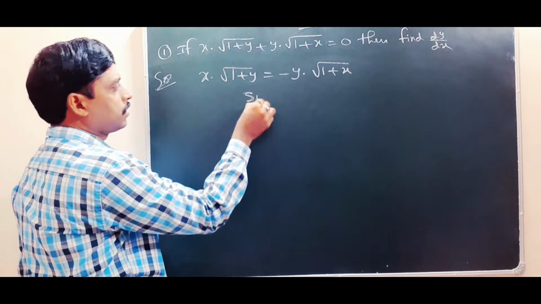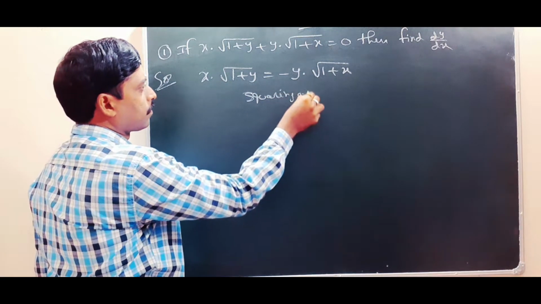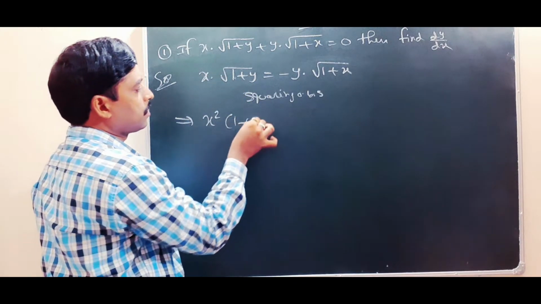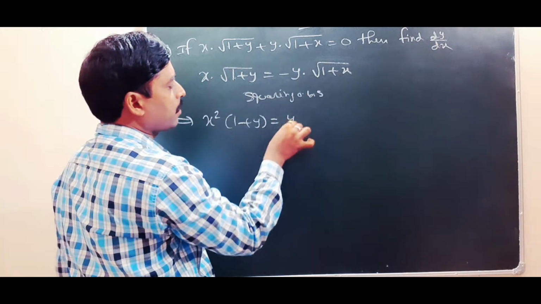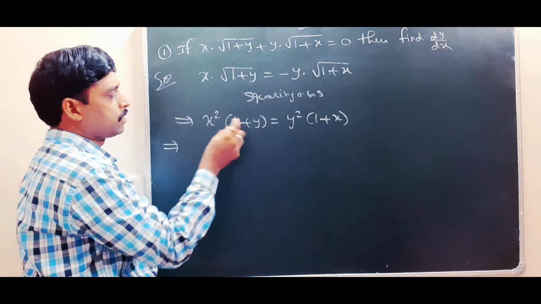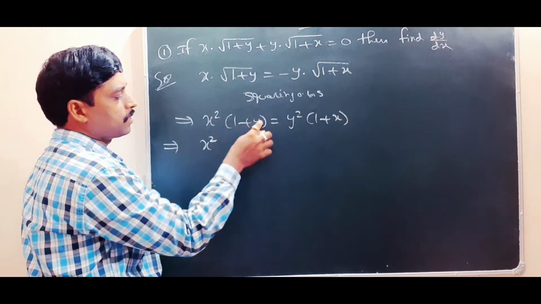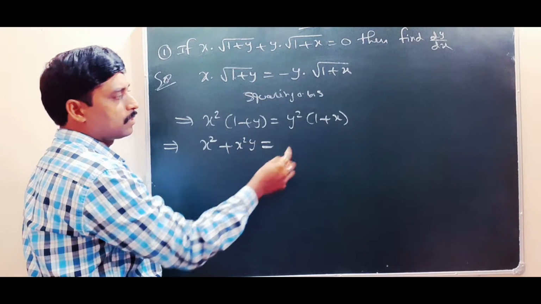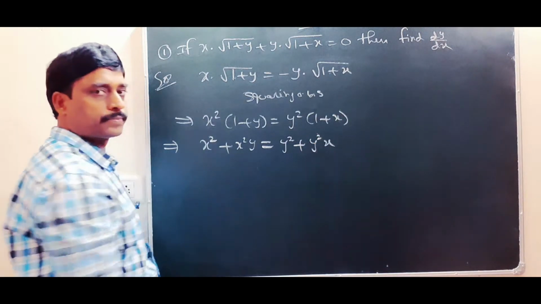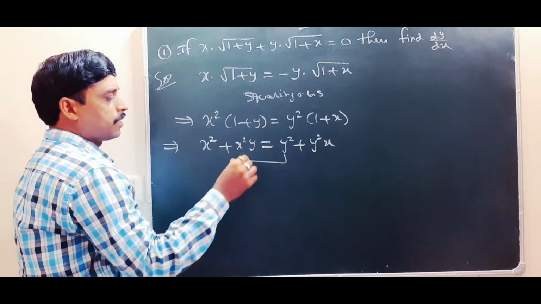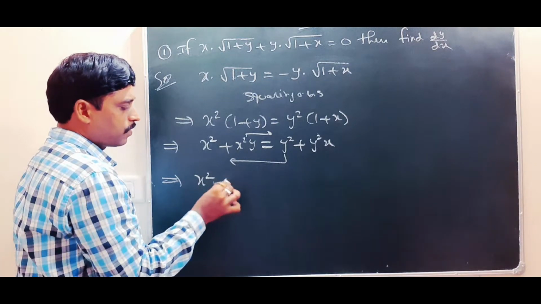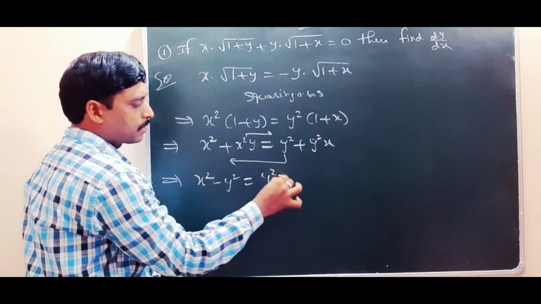Now squaring on both sides. So x square into, the root gets cancelled, 1 plus y, equals minus y whole square is y square, the root gets cancelled, 1 plus x. Now let us simplify this value. x square multiplied: x square plus x square y equals y square into 1, y square plus y square into x, y square x. Okay, plus y square bring to the left side, x square y send to the right side. So x square minus y square equals y square x minus x square y.